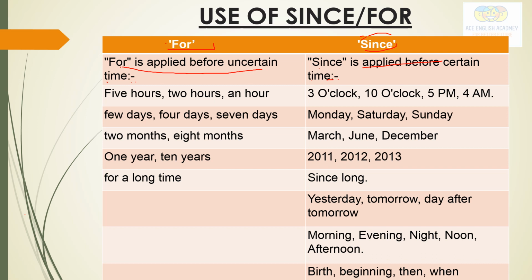When we talk about a specific time like 3 o'clock, 10 o'clock, 5 p.m., 4 a.m., we always use since. And when we talk about uncertain time, 2 hours, 5 hours, an hour, we use for with it. Similarly you can see all about the months, days, years. All are explained here. You can just revise them. Moving on now.